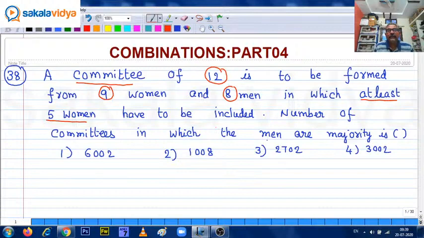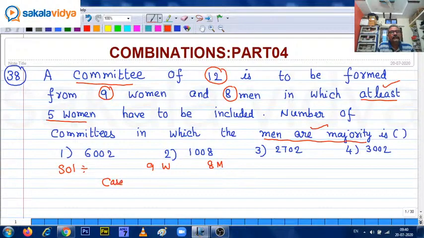So in which men are majority. These two conditions are important: at least 5 women, and men should be majority in the committee. So that means, let us see, the committee may be formed from a total of 9 women and 8 men.